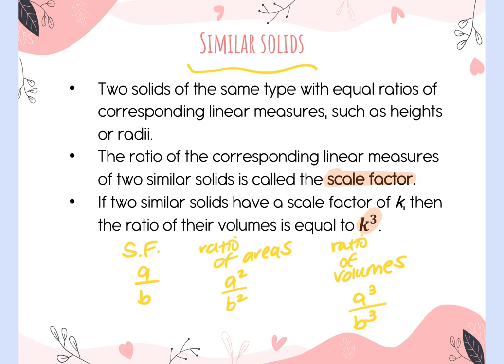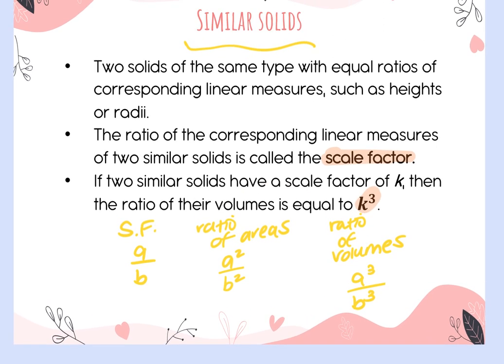So if I told you the scale factor of one solid to the other was 2/3, what would be the ratio of their areas? 4/9. What would be the ratio of the volumes? From the initial one. Yep. What's 2 cubed? 8. 2 times 2 times 2. Then 3, go back to 3. 3 cubed is 27. 3 times 3 times 3.